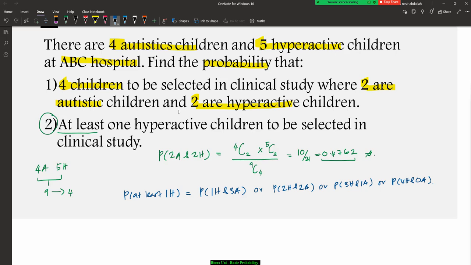So the same procedure will be applied. This one should be 5 choose 1 multiplied with 4 choose 3. This is the first one. In mathematics, "and" represents multiply and "or" represents plus. And then this one we put into a denominator.